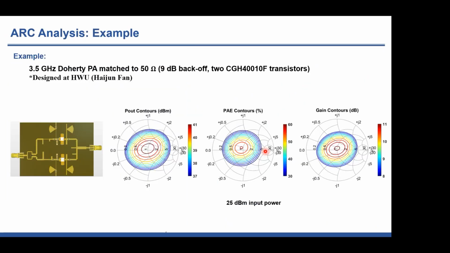And for the PA, we have a 3.5 gigahertz doherty PA matched to 50 ohm, which is designed by Haijun at Heriot-Watt University. And this is the layout of the DPA. And here are the performance contours as simulated at 25 dBm input power.